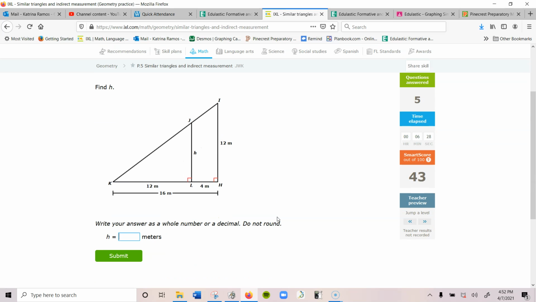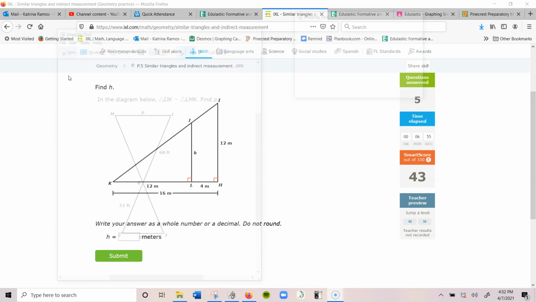Now let's look at this one. We're trying to find H. Now it doesn't tell us the similarity statement, but that's okay because we have this small triangle that is inside of the large triangle. So that means that this 12 is going to correspond to the 16. And this H is going to correspond to the 12. So we can create our ratio. So I'm going to copy this so we can go ahead and do that.